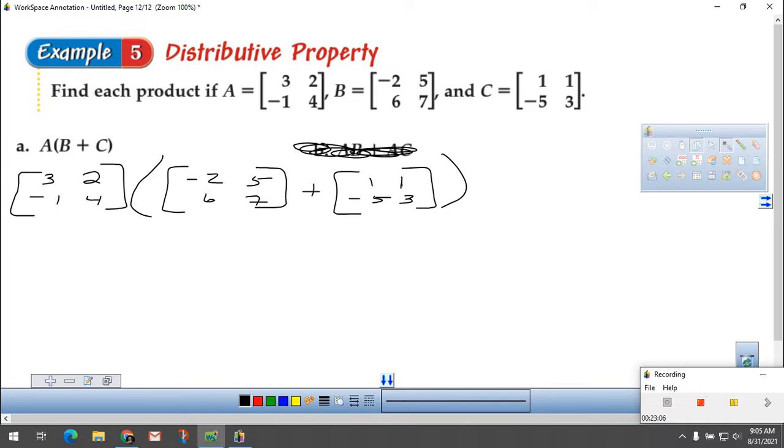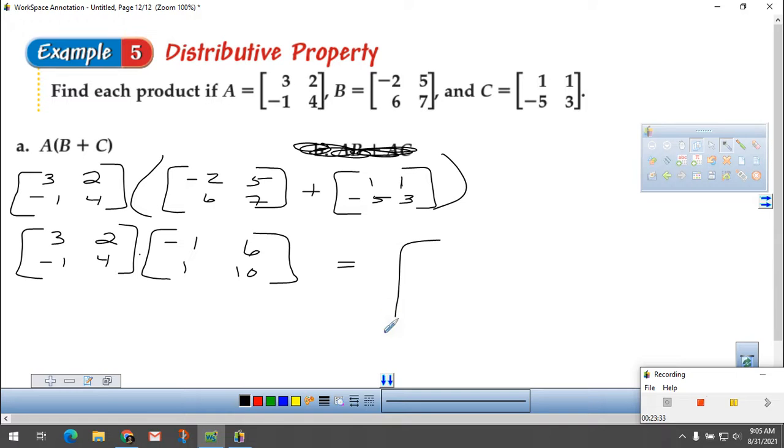Alright, so let's start by first adding the two matrices together inside the parentheses. So negative 2 plus 1 is negative 1. 5 plus 1 is 6. 6 plus negative 5 is 1. And 7 plus 3 is 10. And now I want to multiply that by matrix A. And I notice both of these are 2 by 2 matrices, so I can multiply them. And so that's going to give me a 2 by 2 matrix.